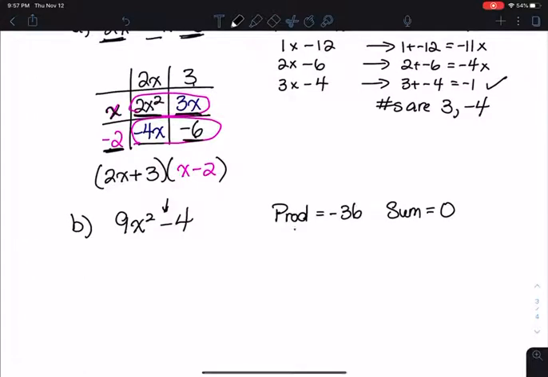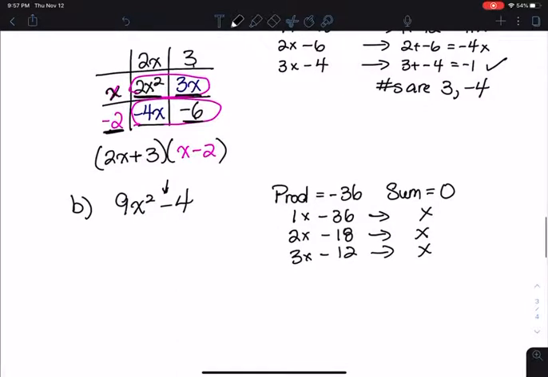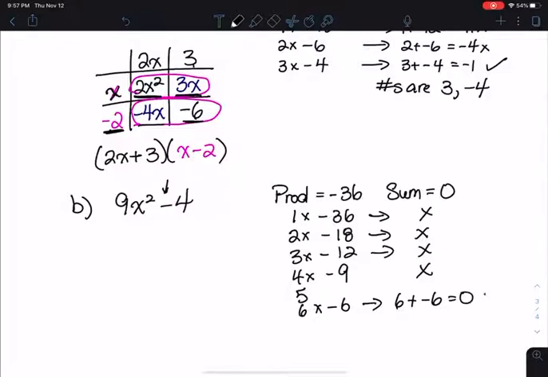So I can go systematically. 1 times negative 36, check the sum. It's definitely not going to work. 2 times negative 18, that's not going to work either. 3 times negative 12, that's definitely not going to be a sum of 0. 4 times negative 9, still not a sum of 0. 5 doesn't work. 6 times negative 6. Oh, that works. 6 plus negative 6 equals 0. So we found our numbers. The numbers are 6 and negative 6.